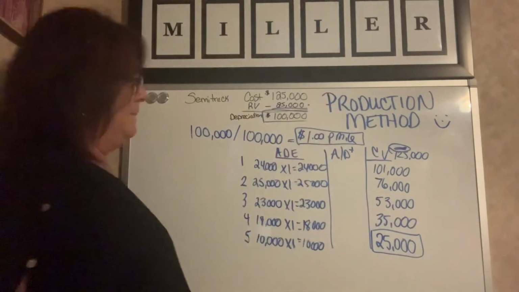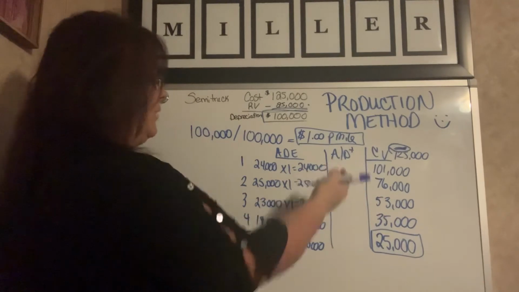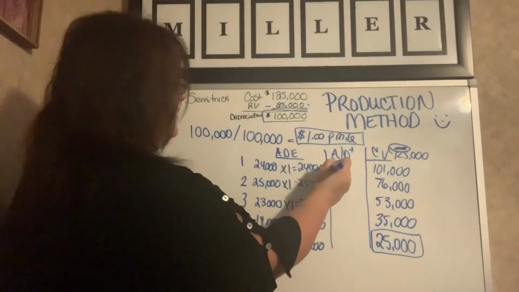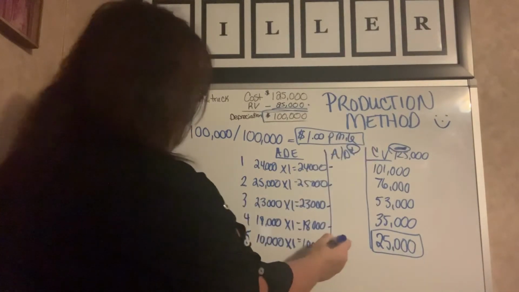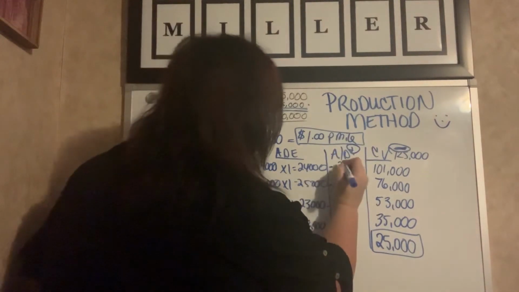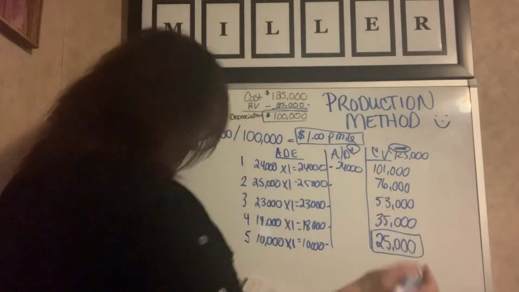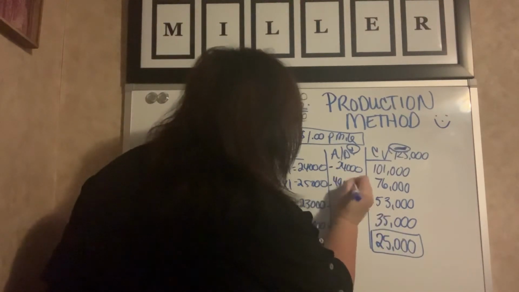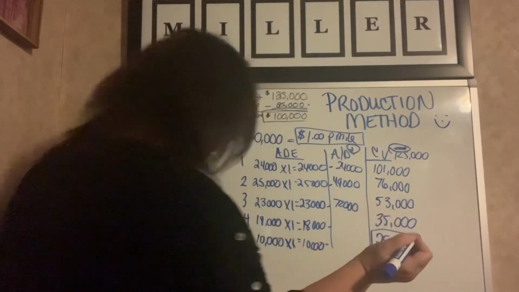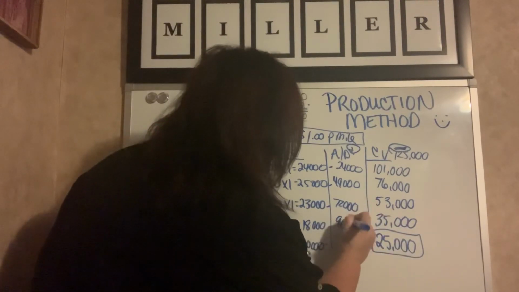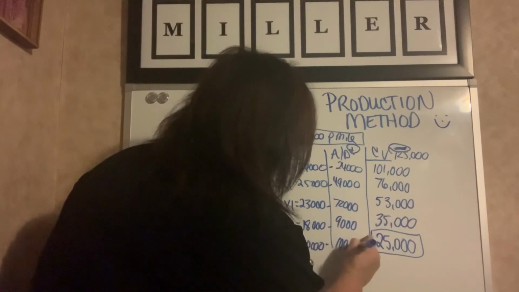And again, all you're doing here is adding these together. So this is an add column. So the first one starts out 24,000, 49,000, 72,000, 90,000, and of course back to your depreciation amount.